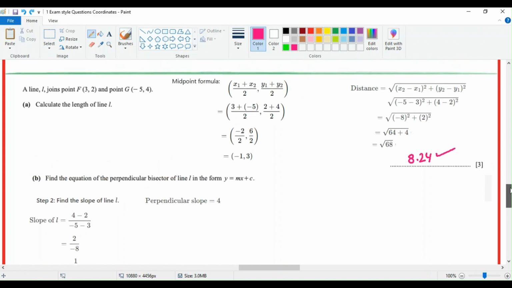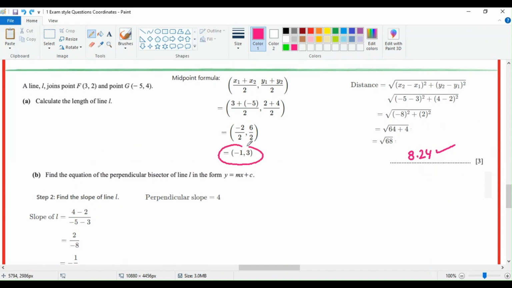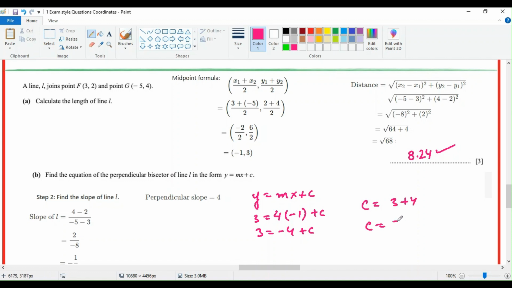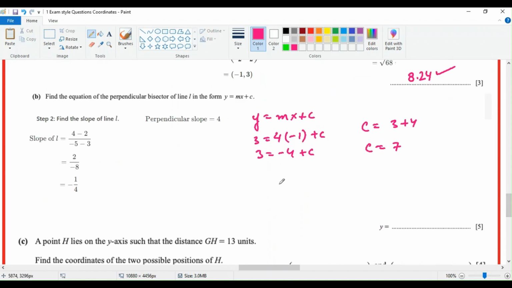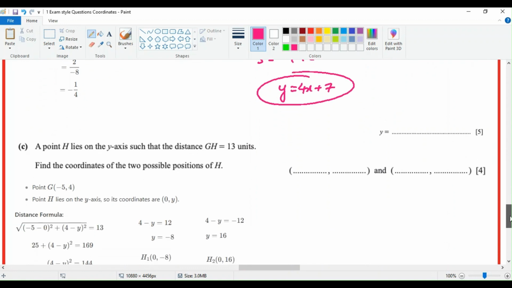Now here we can take the midpoint. This midpoint we are going to substitute in y equals mx plus c. So y is 3, slope is 4, and x value is negative 1, plus c. That means 3 equals -4 plus c. That means c is going to be 3 plus 4, which is 7. Now we know how much c is. So y equals 4x plus 7 is going to be the answer for this question.